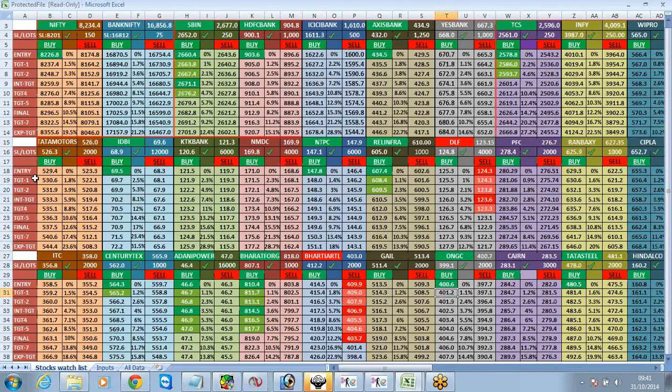So prices what you are seeing are the spot prices. So with spot prices you can trade in even futures and you can trade even in options also.